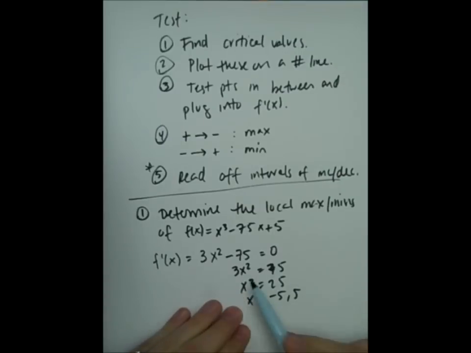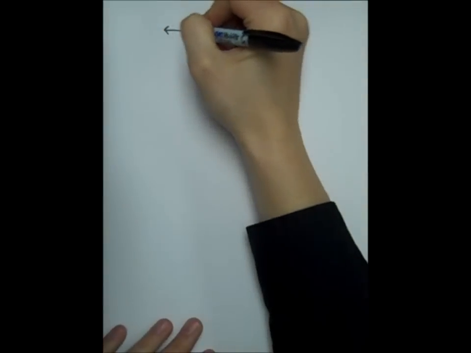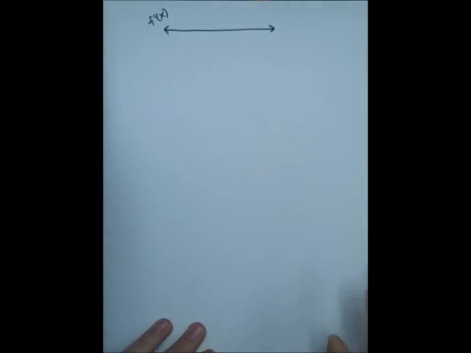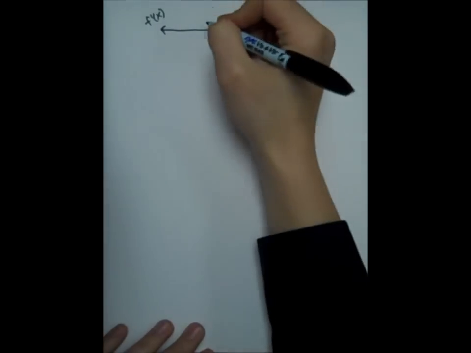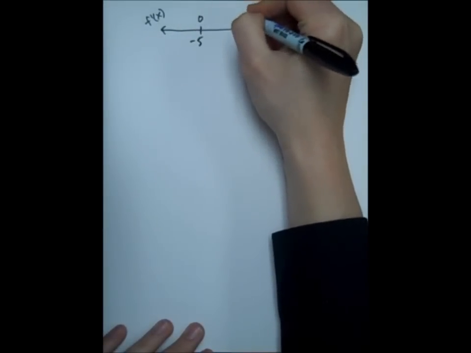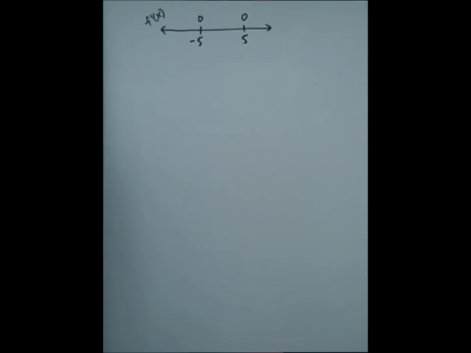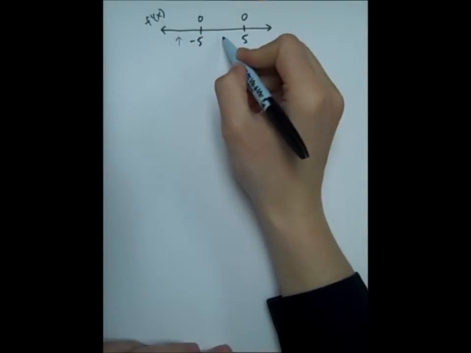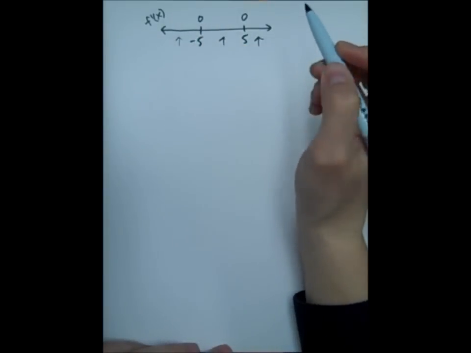So I found where the derivative is 0. Now I'm going to plot that on a number line, and I'm going to be careful. I'm going to label this f prime, because that's what we're looking at. So where was it 0? It was 0 at negative 5, and it was 0 at 5. So those are the two places that my derivative was 0. Now the next part is to test points in between these. I need to pick a value in this interval, and this interval, and test them.